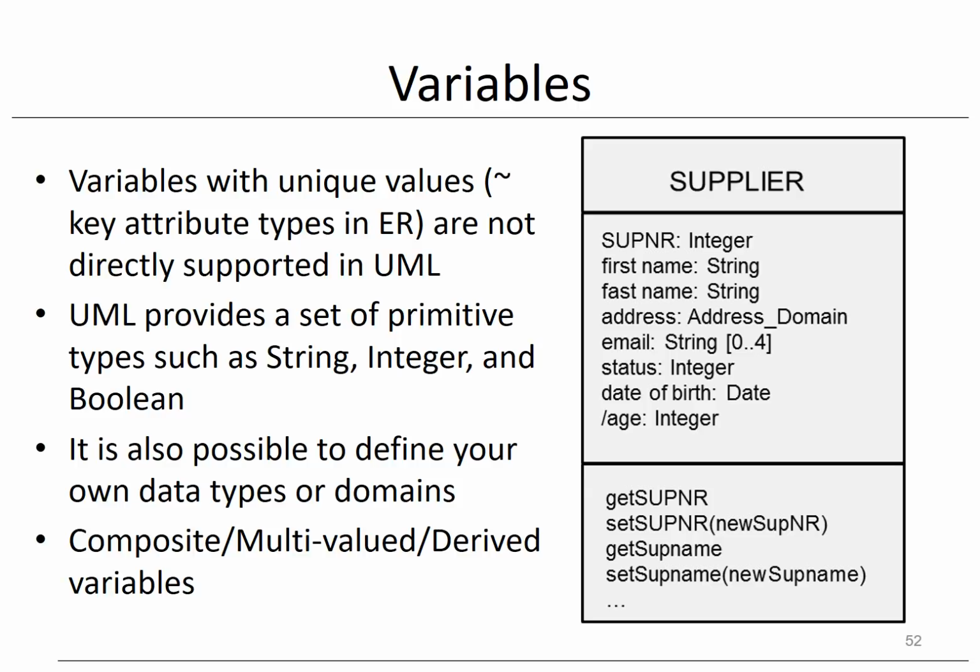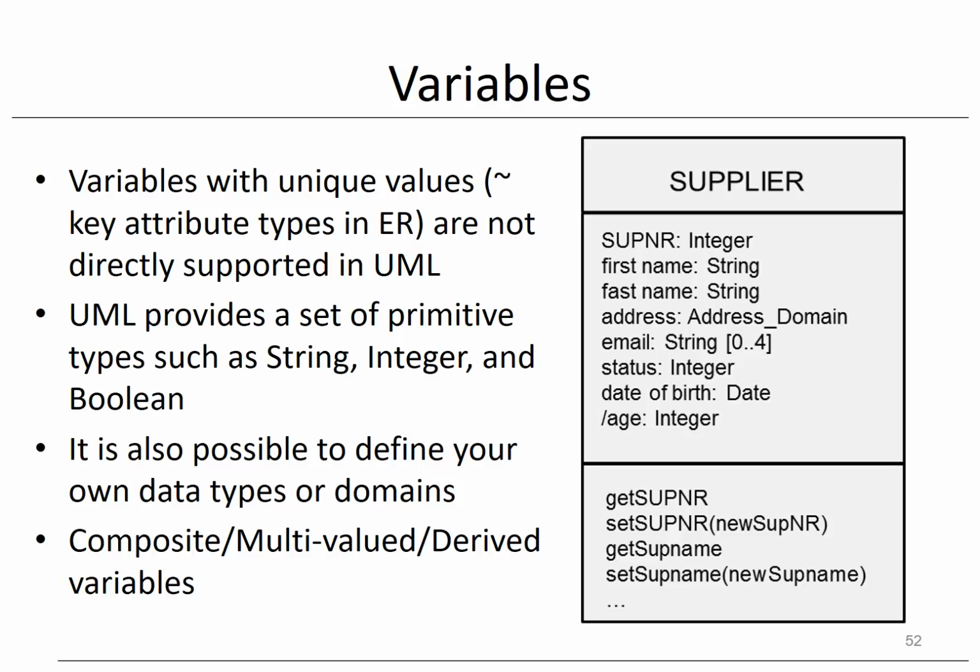UML provides a set of primitive types such as string, integer, and boolean, which can be used to define variables in the class diagram. It is also possible to define your own data types or domains and use them. This is illustrated in the figure. The variables subnumber and status are defined as integers. The variable address is defined using the domain address domain.